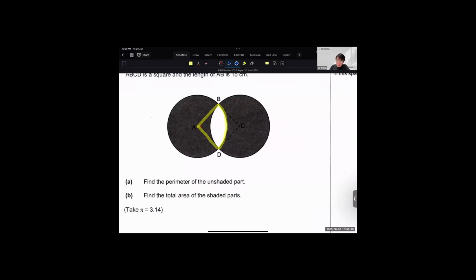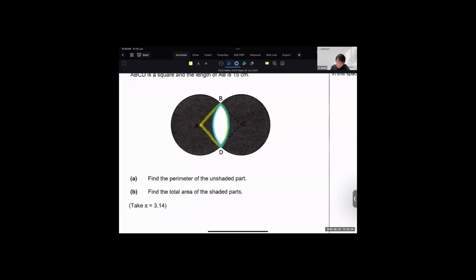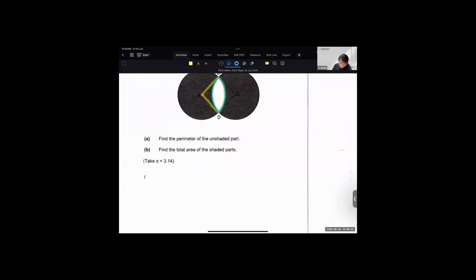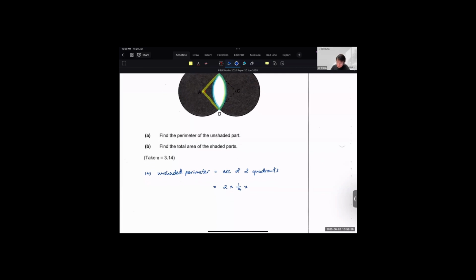And because that yellow part is a quarter circle, what makes up my unshaded perimeter is the arc of one quarter circle plus the arc of another quarter circle. Okay? So your unshaded perimeter is equal to the arc of two quarter circles. And therefore, it is just 2 times 1/4 times pi. What is pi? 3.14.